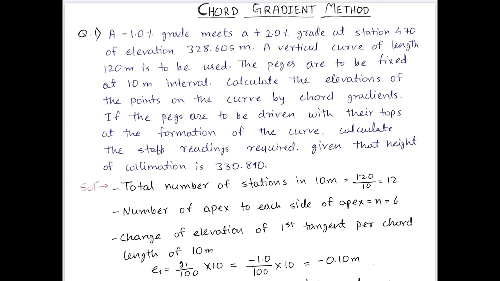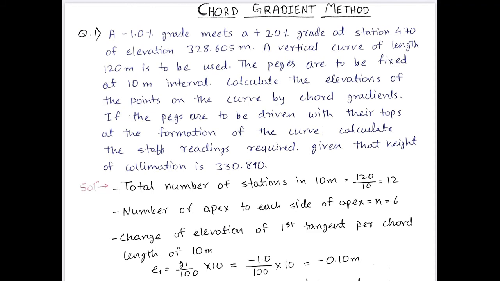So the curve length is given, that is 120 meter. The pegs are to be fixed at 10 meter interval. So the peg interval is 10 meter. Calculate the elevations of the points on the curve by chord gradient. If the pegs are to be driven with the tops at the formation of the curve, calculate the staff readings required. Given that height of collimation is 330.890. Now let us start with the solution. So hope we have understood the example.